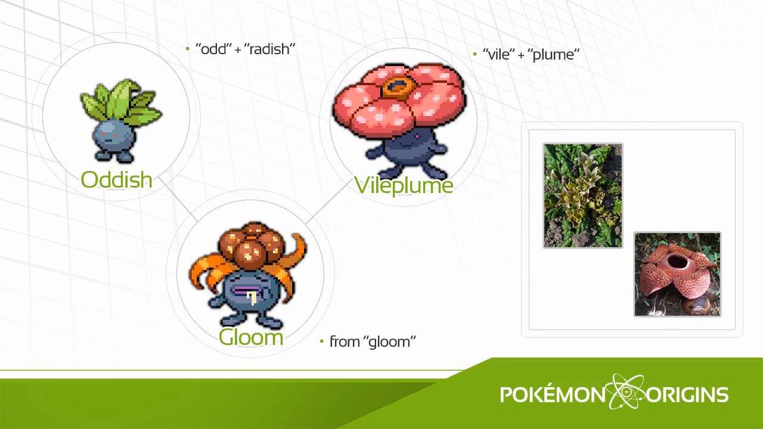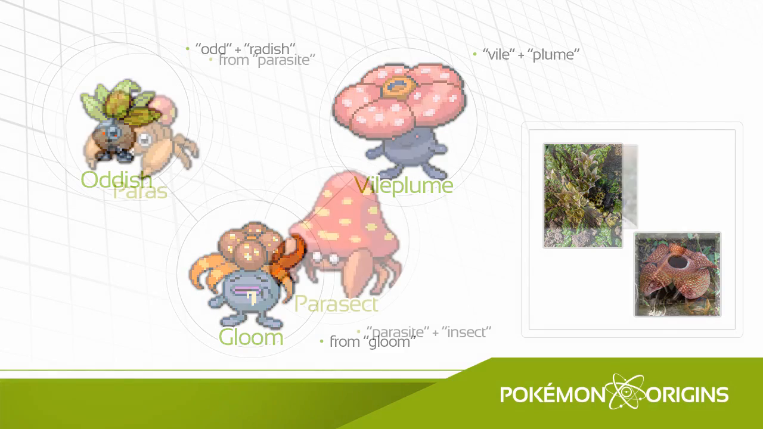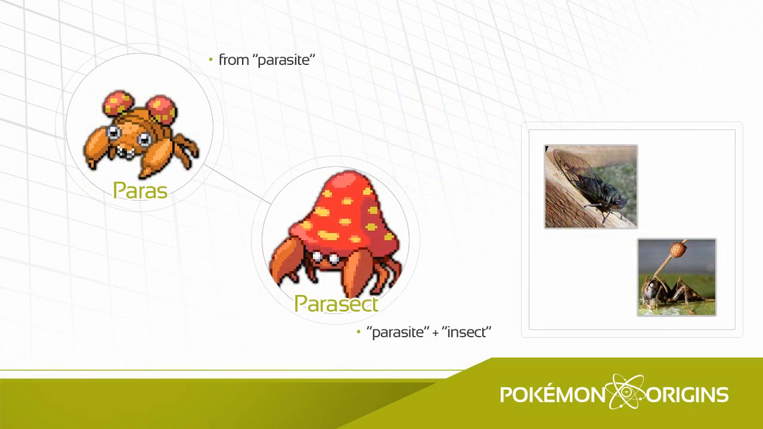In terms of the basis, Oddish obviously based on radish and stuff like that, whereas Gloom and then by extension Vileplume, again based on the Rafflesia, are not least similar to our initial line Bulbasaur, Ivysaur and Venusaur, thanks to the design there. Then adding some bug to the mix, of course we have Paras and Parasect. Paras's name comes from Parasite, as does Parasect, but of course includes some insect in there.